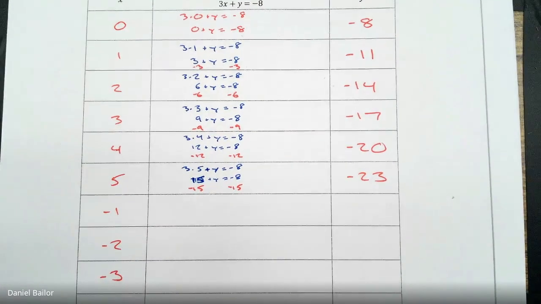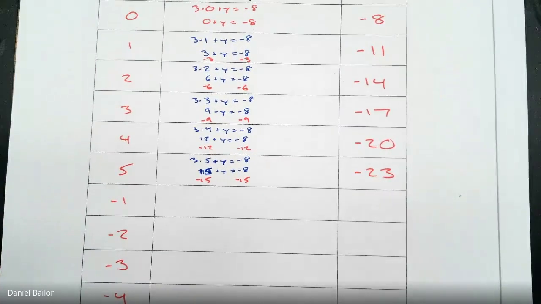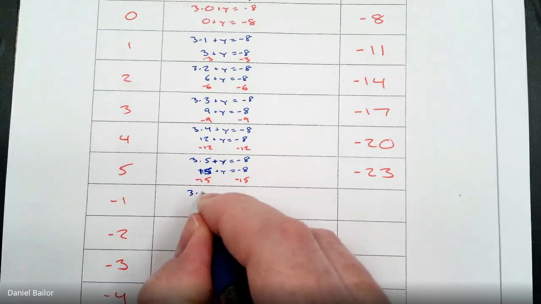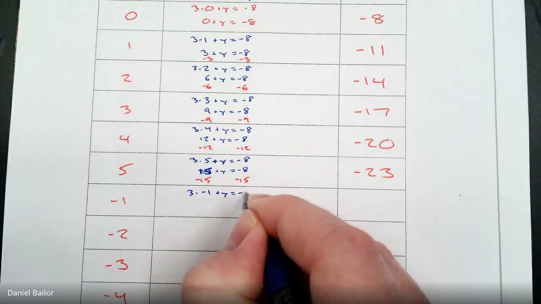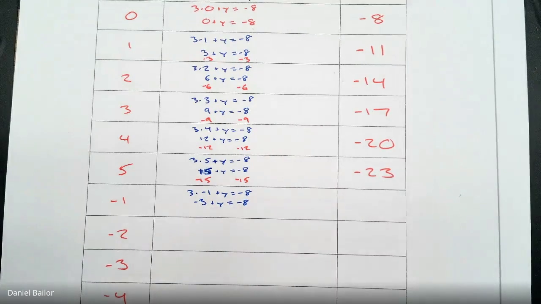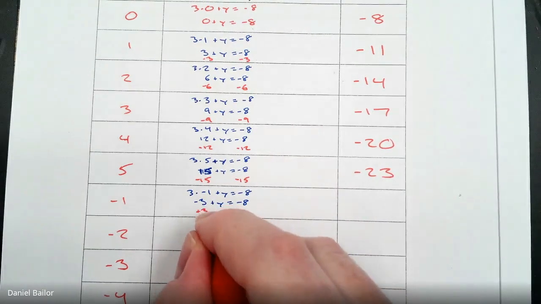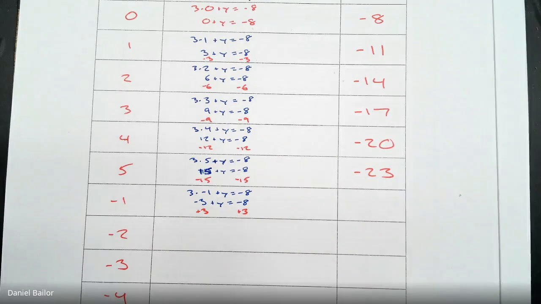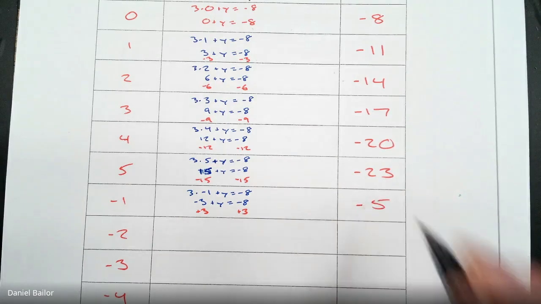Now let's find my negative coordinates. We get 3 times -1 plus y equals -8. That's -3 plus y equals -8. And this time I have to do the addition property of equality, add 3 to both sides. So this time y is -5.